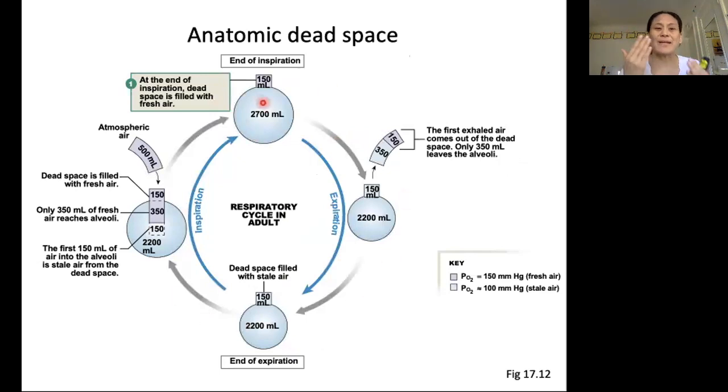Before we walk through it, I'm going to give you some pieces of information to orient you to this figure. This big blue bubble here is the lungs. This little purple box right here is the anatomic dead space. Purple indicates fresh air with a high partial pressure of oxygen, and blue indicates stale air with a low partial pressure of oxygen. So let's get started.